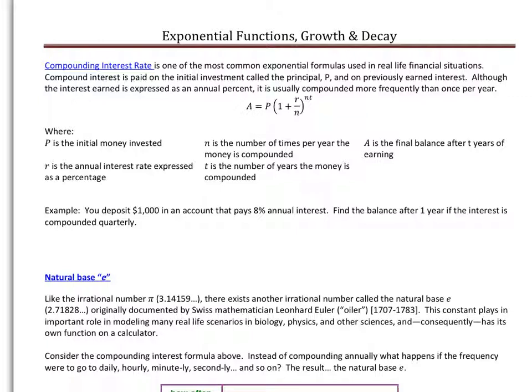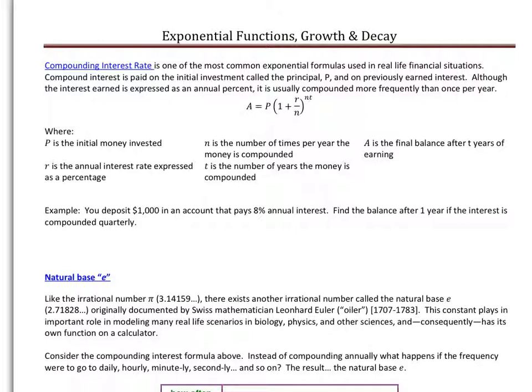So you would take that annual rate and divide by the frequency that interest would be compounding. And then this whole base here would be raised to an exponent of that frequency n times the number of years that your money is in this account and earning this compound interest rate.